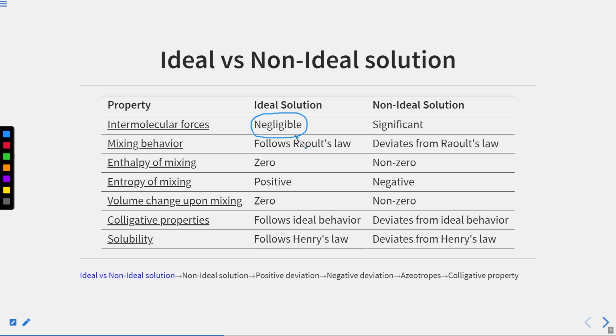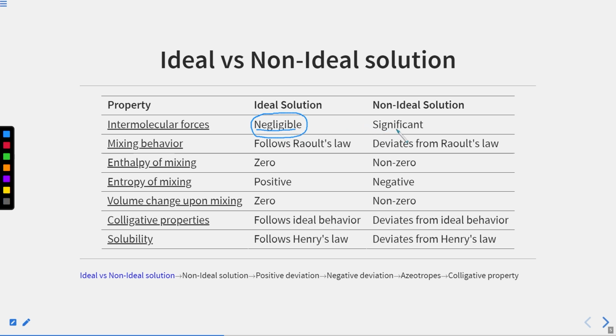Now they can be dipole-dipole interaction due to two dipoles, right? They can be van der Waals forces. They can be induced dipole-dipole interaction, and many more interactions are possible. But the thing we are considering here is that the intermolecular forces should be negligible in the case of an ideal solution, meaning the interaction should not be that effective.